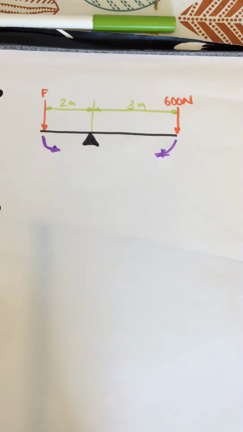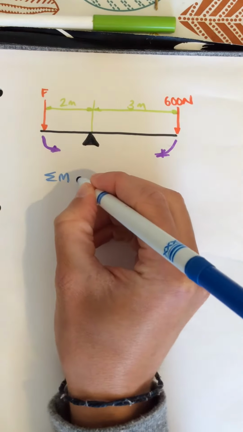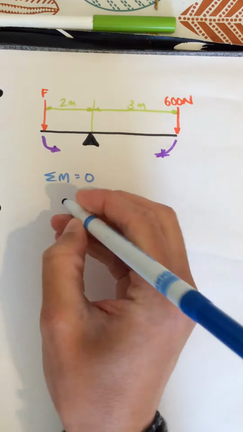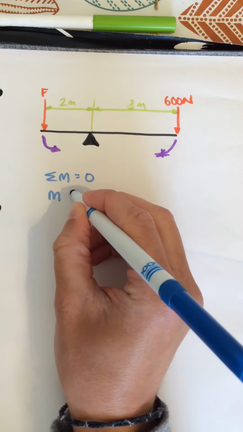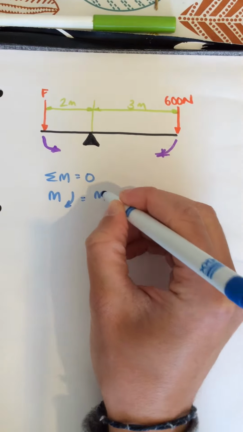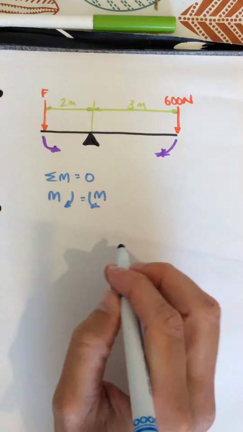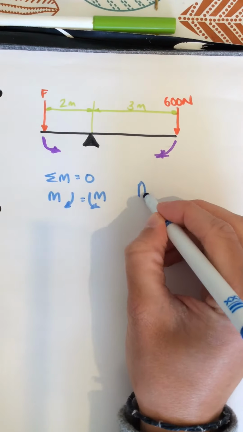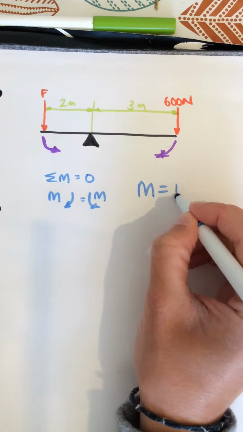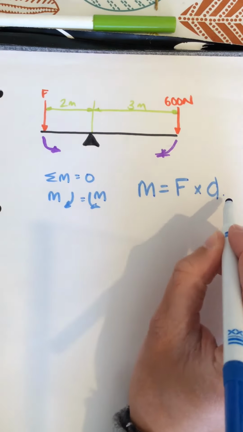Okay, so each of these questions' answers starts with the same line. So I've got the sum of my moments is equal to 0, which is the same as saying my moments clockwise are equal to my moments going anti-clockwise. Okay, and remember, a moment is equal to a force times a distance to the pivot.